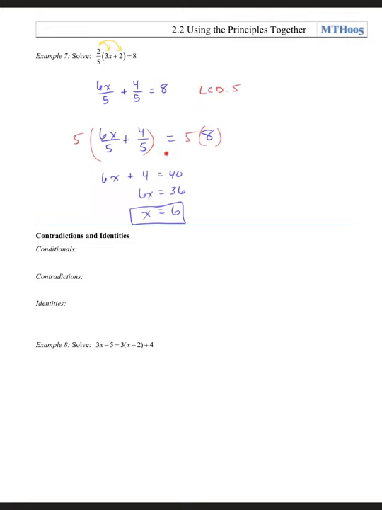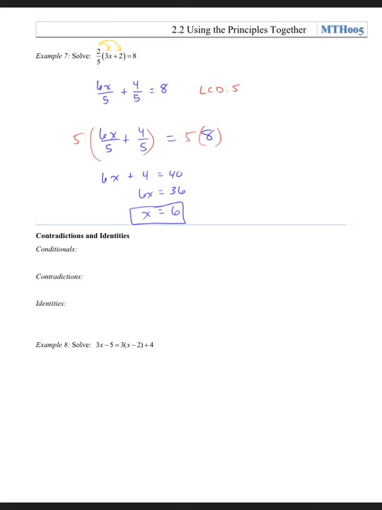Okay, when we do this, we find the LCD to be 5, so we have to distribute a 5 to both sides. So we do 5 times 6x over 5. Well, the 5's cancel, so you're left with 6x. 5 times 4/5, the 5's cancel, you're left with a 4, and then 40. Subtract your 4, divide by 6 to get x equals 6.